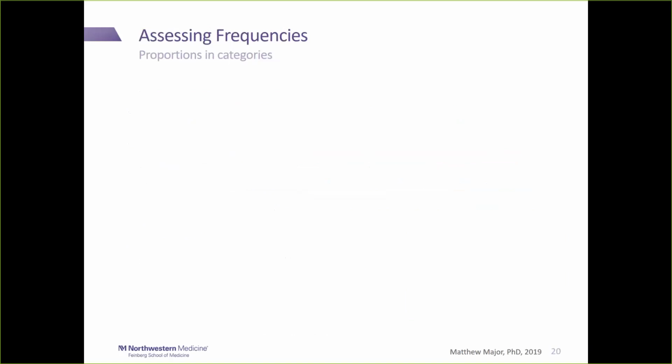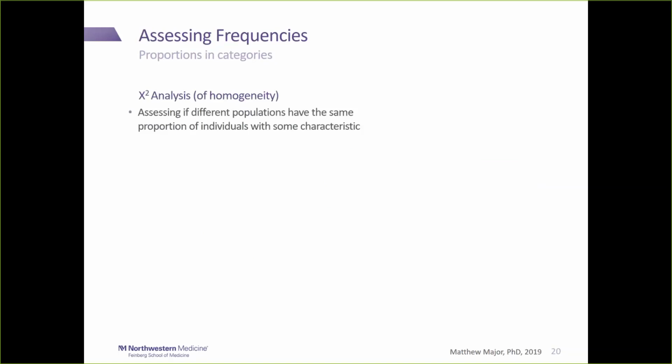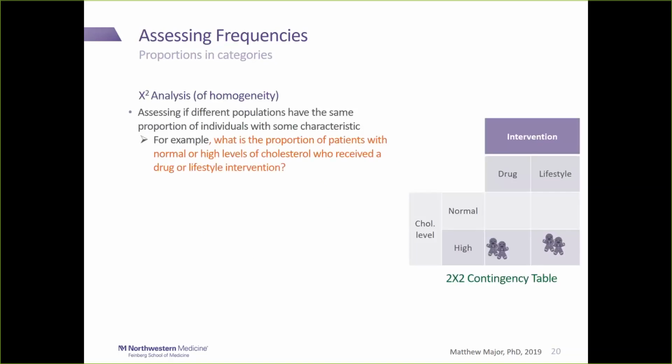Okay, let's start off with the first example of a statistical analysis in which we want to assess frequencies. So we're looking at proportions and categories. This is referred to as the chi-squared analysis of homogeneity. What we're looking to do is assess if different populations have the same proportion of individuals with some characteristic. So, for example, you may be asking, what is the proportion of patients with normal or high levels of cholesterol who receive a drug or a lifestyle intervention?